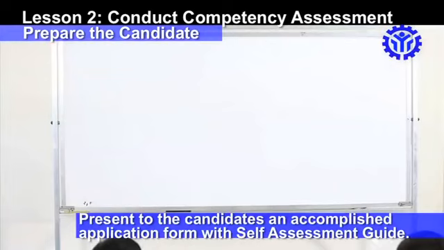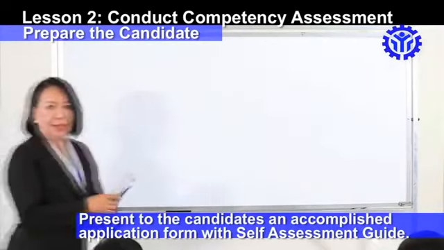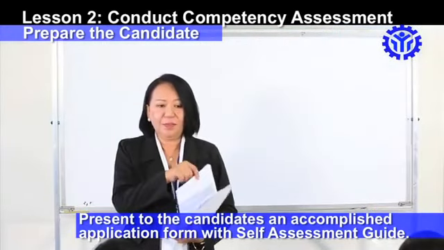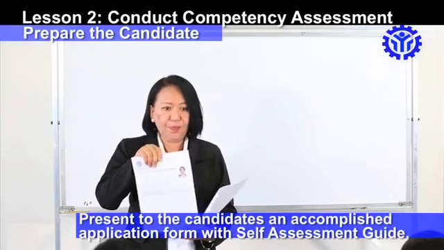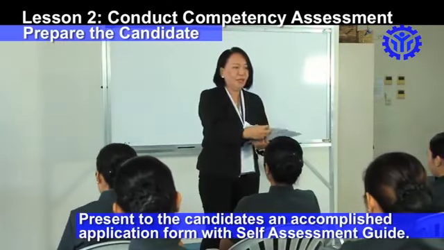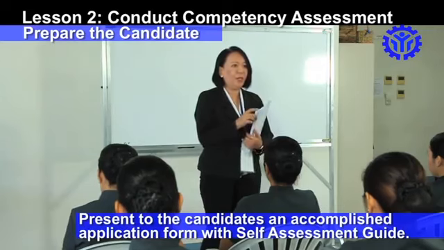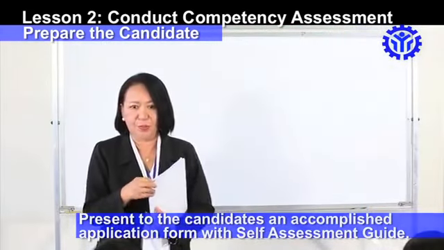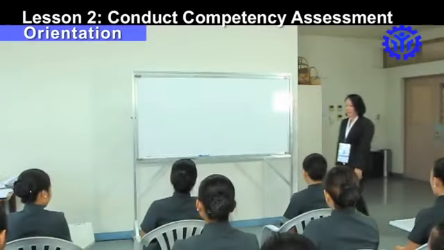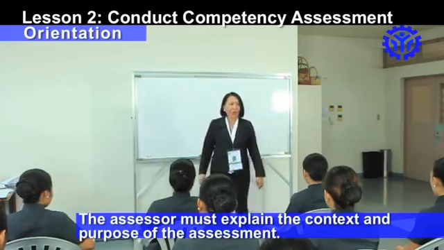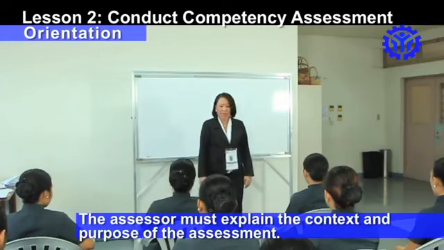Present to the candidates an accomplished application form with self-assessment guide and explain its significance. I have here with me your accomplished application form and self-assessment guide. This is an indication that you know and can perform all the units of competency enumerated for Housekeeping NC2. Conduct orientation to the candidates. The assessor must explain the context and purpose of the assessment.